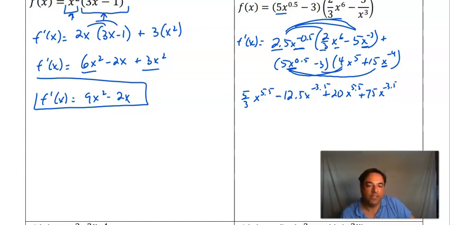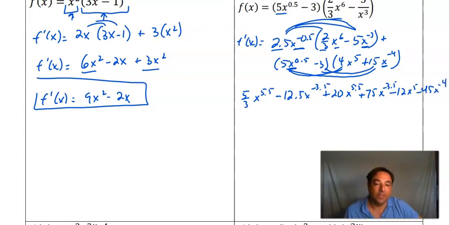Distribute the negative 3. Negative 3 times 4 is negative 12, x to the fifth. Negative 3 times 15 is negative 45, x to the negative 4. So again, simplifying, algebra.